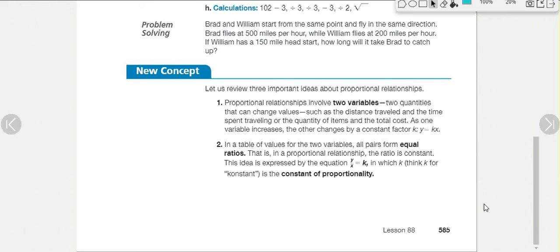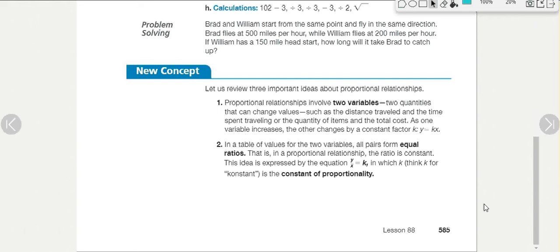1. Proportional relationships involve two variables or two quantities that can change values, like distance traveled and the time spent traveling, or quantity of items and the total cost. As one variable increases, the other changes by a constant factor k. So our two variables are y and x. K needs to be a constant. So as long as we know that k has a value, then we have the two other unknowns, and it's a proportional relationship.